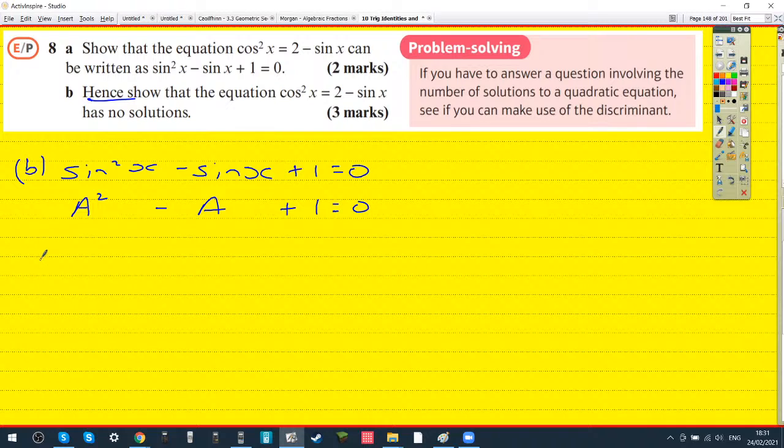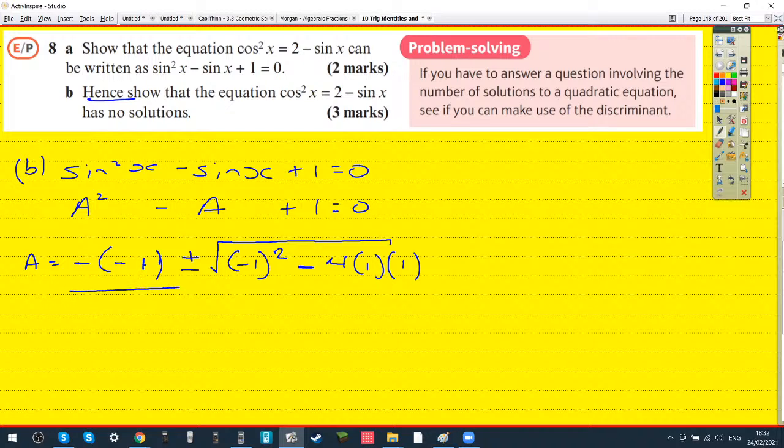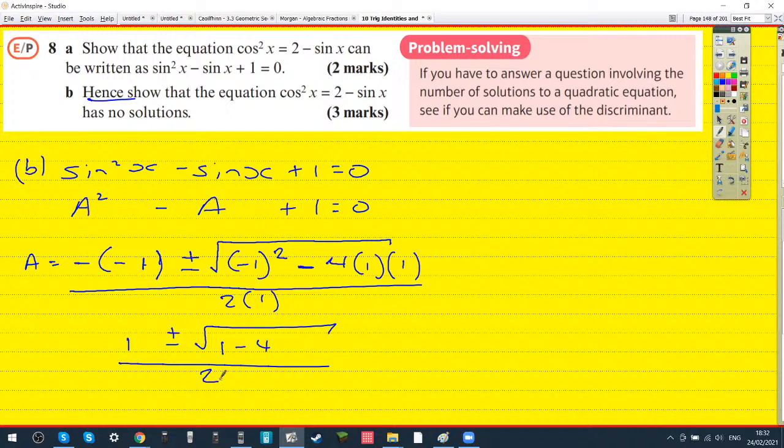Okay, so sub. Yeah. Go for it. B is minus 1 in brackets, so minus minus 1, plus or minus root of minus 1 squared, and then minus 4AC, so 4 times 1 times 1, over 2 times 1. So that gives me 1 plus or minus the square root of 1 minus 4, over 2.